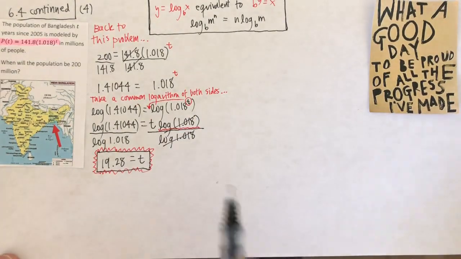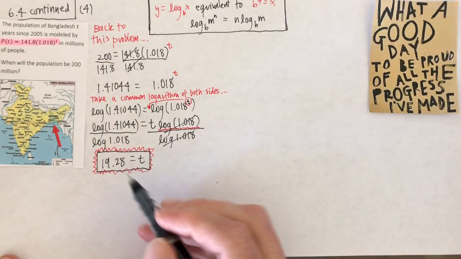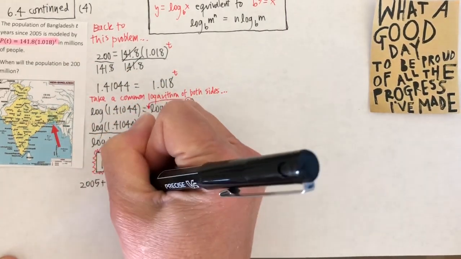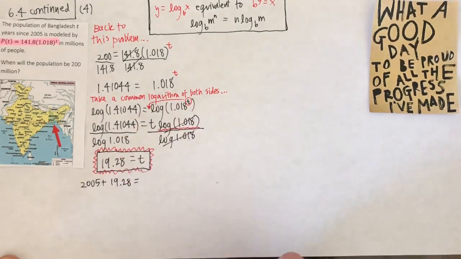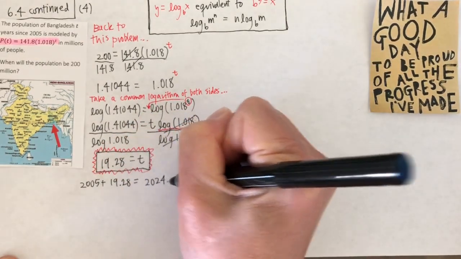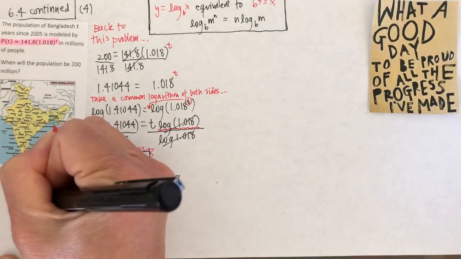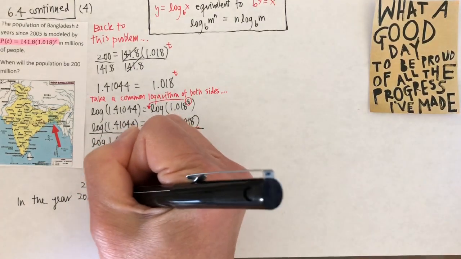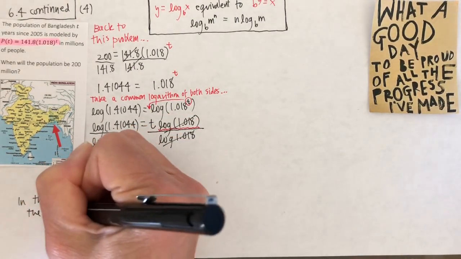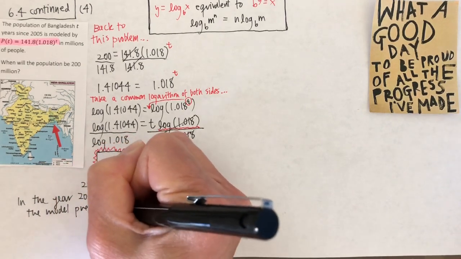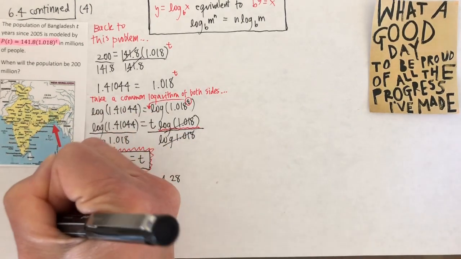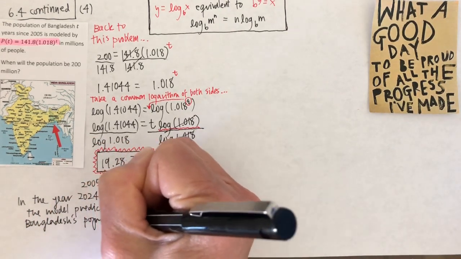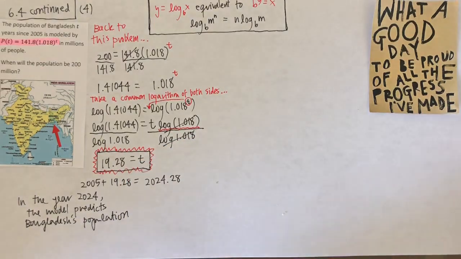So let's see what this means for the problem. If t equals 19.28, and year 2005 is the beginning, so we'll add 19.28 to that, and we get 2024.28. Okay, so this tells me that in the year 2024, the model predicts Bangladesh's population will be 200 million.